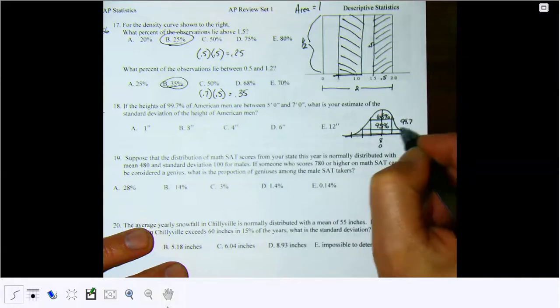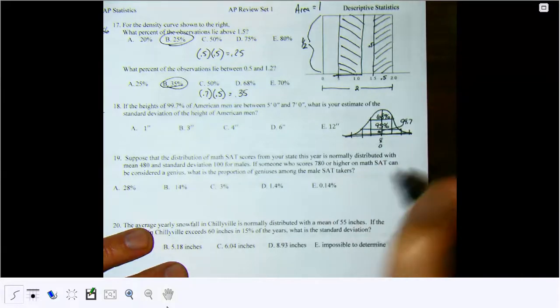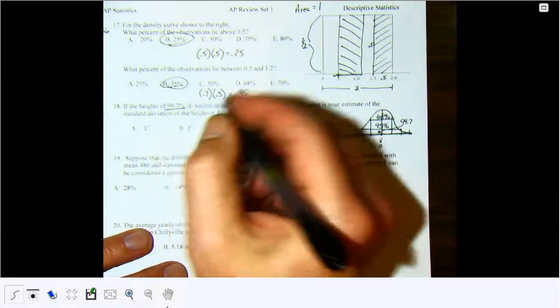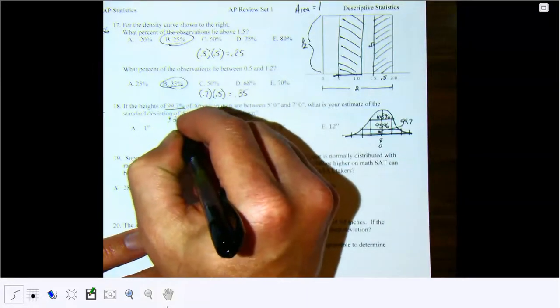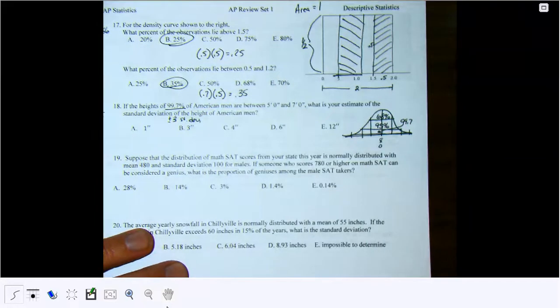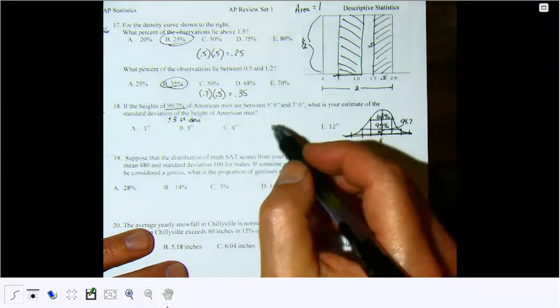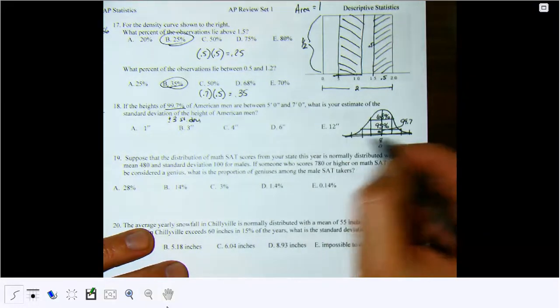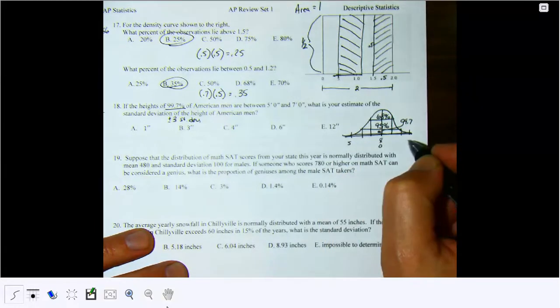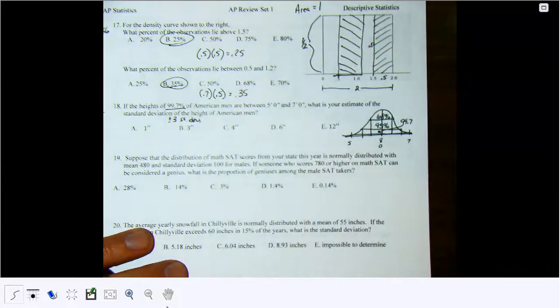So I'm not going to try to squeeze it in there. I'll draw an arrow. That's 99.7. So we know that 99.7 is going to be plus or minus 3 standard deviations above or below my mean. Now, I know that the width of this is 6 standard deviations, and it's going to go from, it looks like, 5 on the left to 7 on the right. So it's a distance of 2 feet.